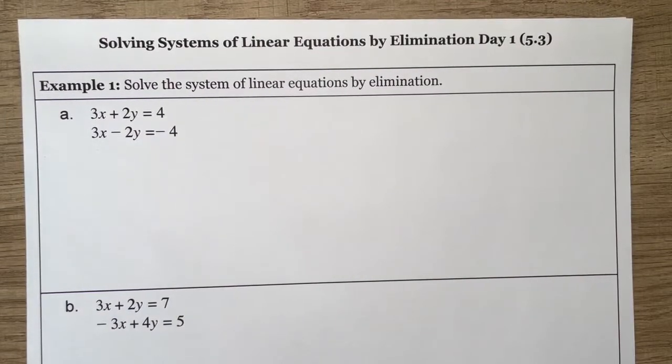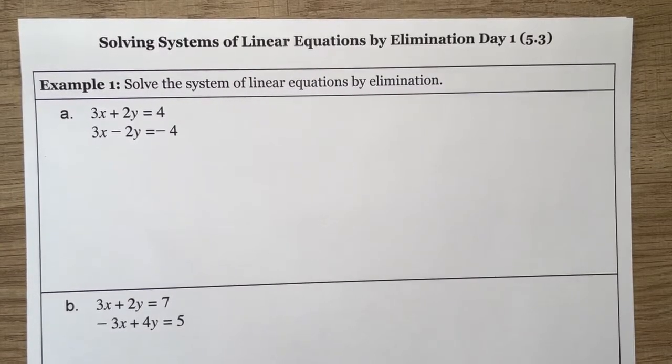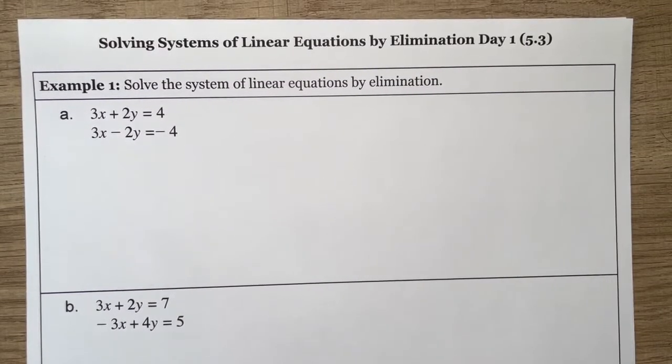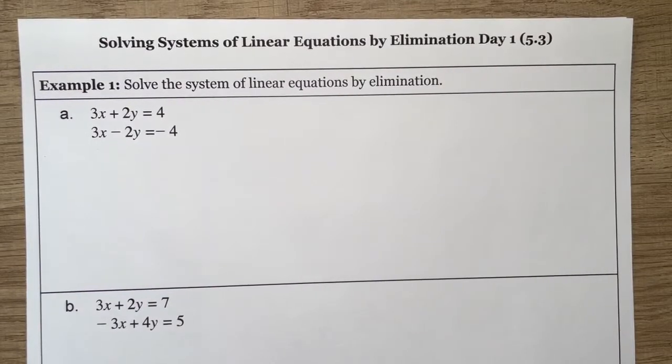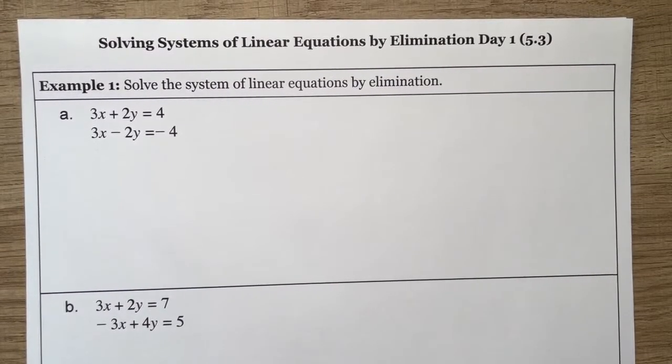Today's notes are about solving systems of linear equations by elimination. So far we've learned two strategies that we can use to solve systems of equations. The first one was by graphing, where you find the intersection point between the two lines. And the second one is called substitution, where you pretty much take one equation and substitute it into the other equation to solve for a variable.